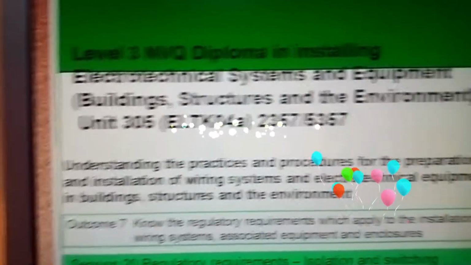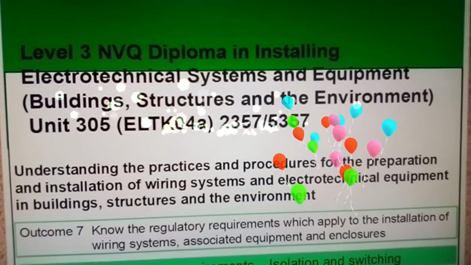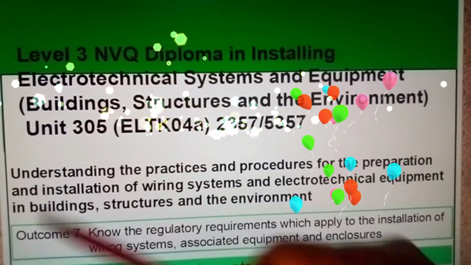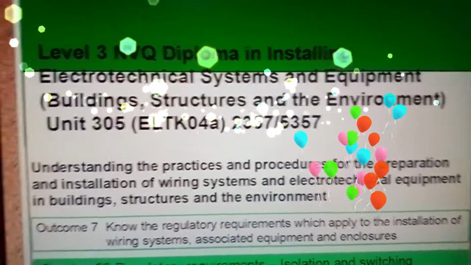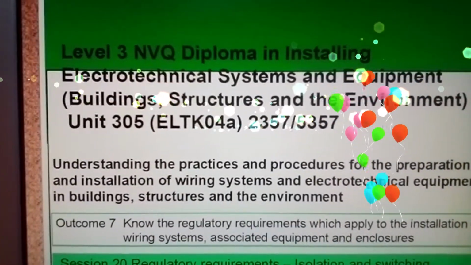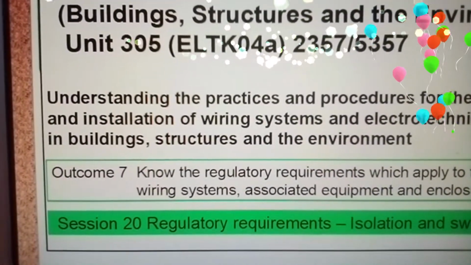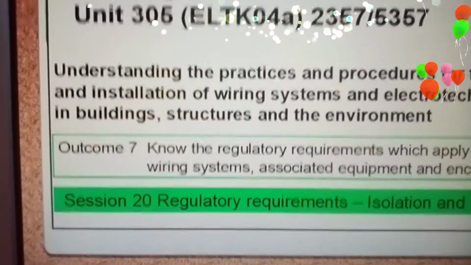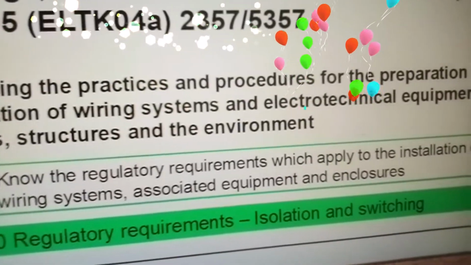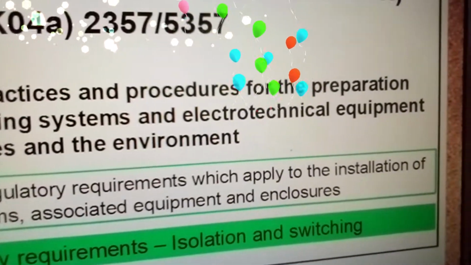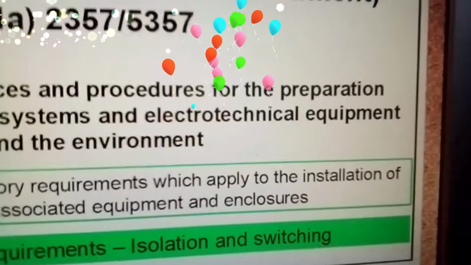Okay, welcome back again. Now again we're dealing with unit 305, and here we're looking at session 20, regulatory requirements, which refers to isolation and switching.